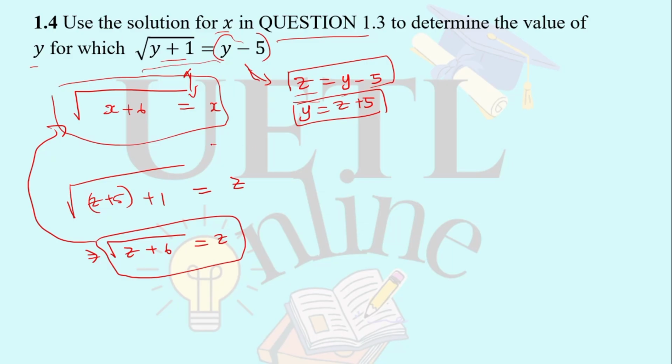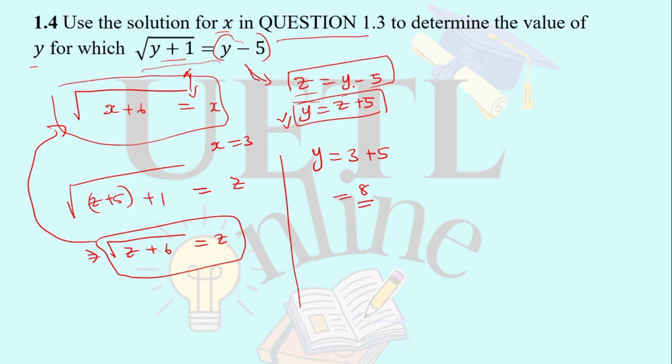Now we just have to use our value of x. We said that x should be 3 here, so this means that z should be 3. We're going to use z as 3, so our y value is going to become 3 plus 5. This means that y is equal to 8. So this is simple. We just tried to make it the same by substituting z into this part.